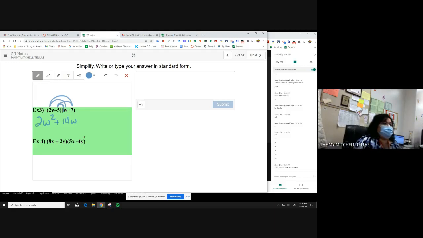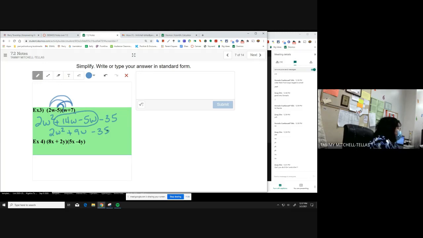All right, so if I finish this up and I do inside now, that's negative 5 times w. So negative 5w, and negative 5 times 7 is negative 35. So then I just need to add these 2 in the middle because they're like terms. So my final answer is 2w squared plus 9w minus 35. I'd say about half of you have it.